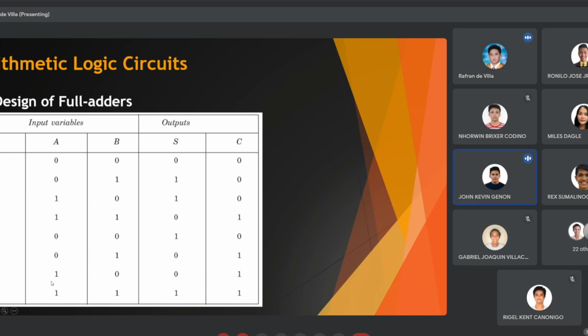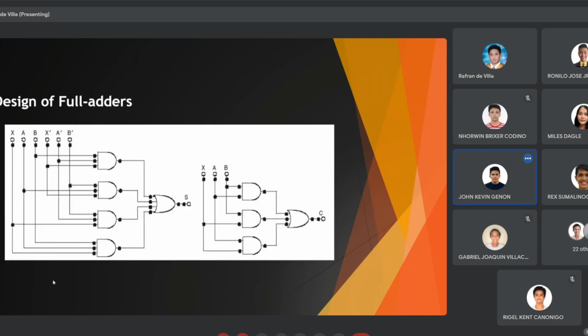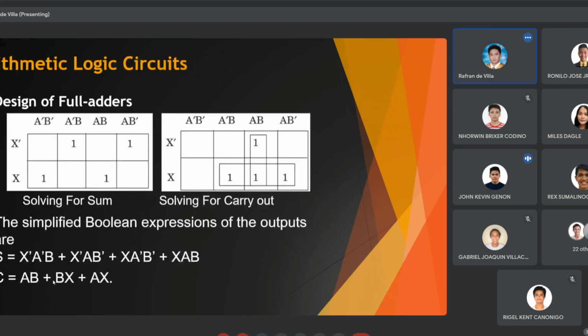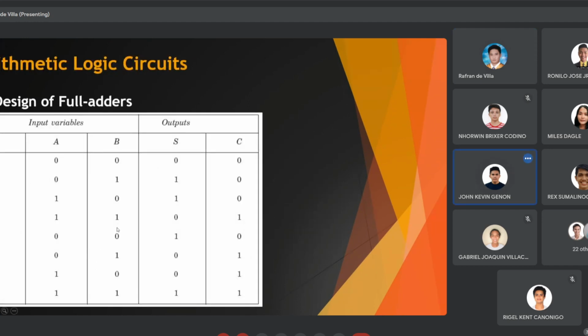Sir, why is the sum 0 there, with carry 1, for A and B? If you just discussed it, I considered that A and B inputs of 1, the sum is 0 and the carry is 1. Here, that combination, 1 plus 1. So 1 plus 1 is 2, right? Yes, sir. So that means for the sum, 0 is what you put, then for the next significant bit it is 1.